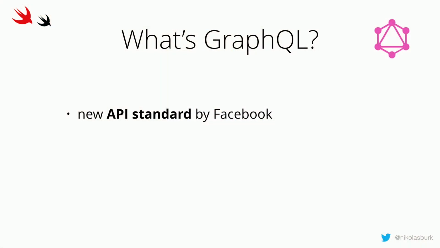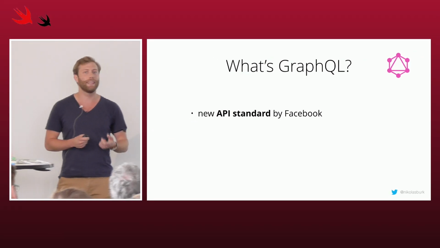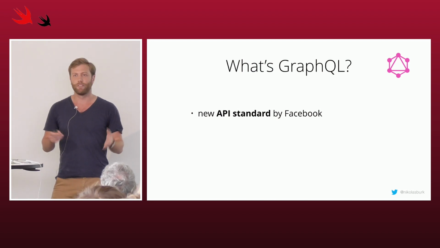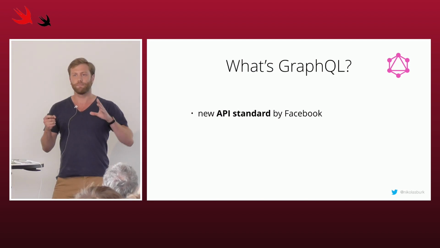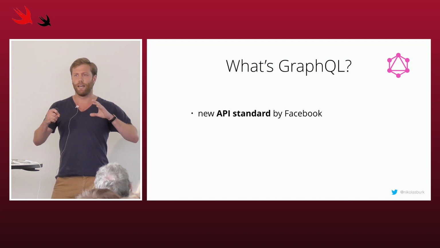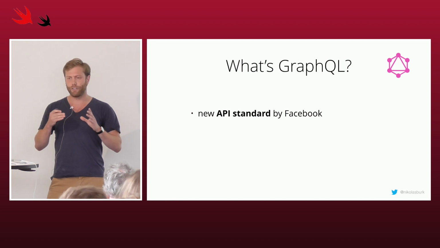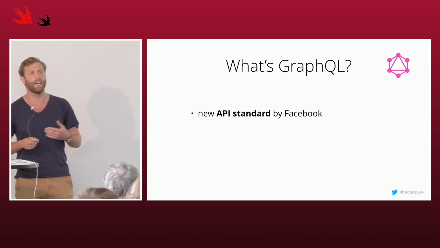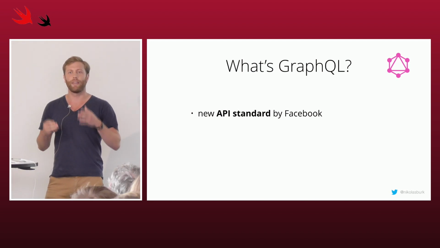In short, it's a new API standard that was developed and open sourced by Facebook in 2015. So it's really only 2 years old. But Facebook already started working on GraphQL in 2012, and they have been using GraphQL since then in their native mobile apps. If you remember back at the time, the Facebook app was this weird HTML5 app that had a lot of problems, and when they decided to rewrite this application, they were also using GraphQL for that.